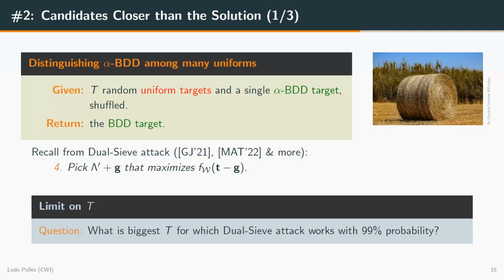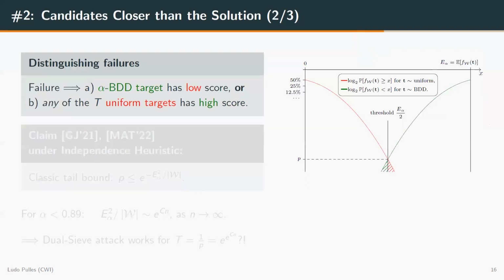And yeah, it is important to know what the number of targets T is that we can use to still have a high success probability in distinguishing the BDD target from the rest. So what's the chance of success? Well, if there is a failure, that means that either there was a BDD target that had a low score, a score below the threshold, or one of these uniform targets has a score that is above the threshold. This last one is much more likely.